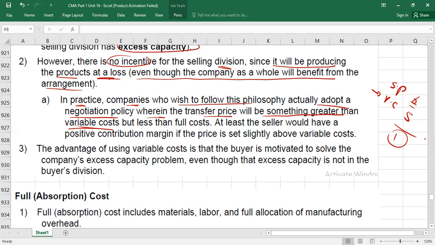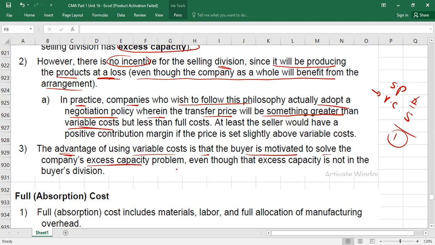Yeah, it is slightly more than variable cost. Whatever you are earning more than variable cost is going to leave a contribution for you. So that contribution can cover some of your fixed cost also. Right or wrong? So what is the advantage of using variable cost? The advantage of using variable cost is that the buyer is motivated, not the seller. There is no incentive for the seller. Only the buyer is motivated to solve the company's excess capacity problem.